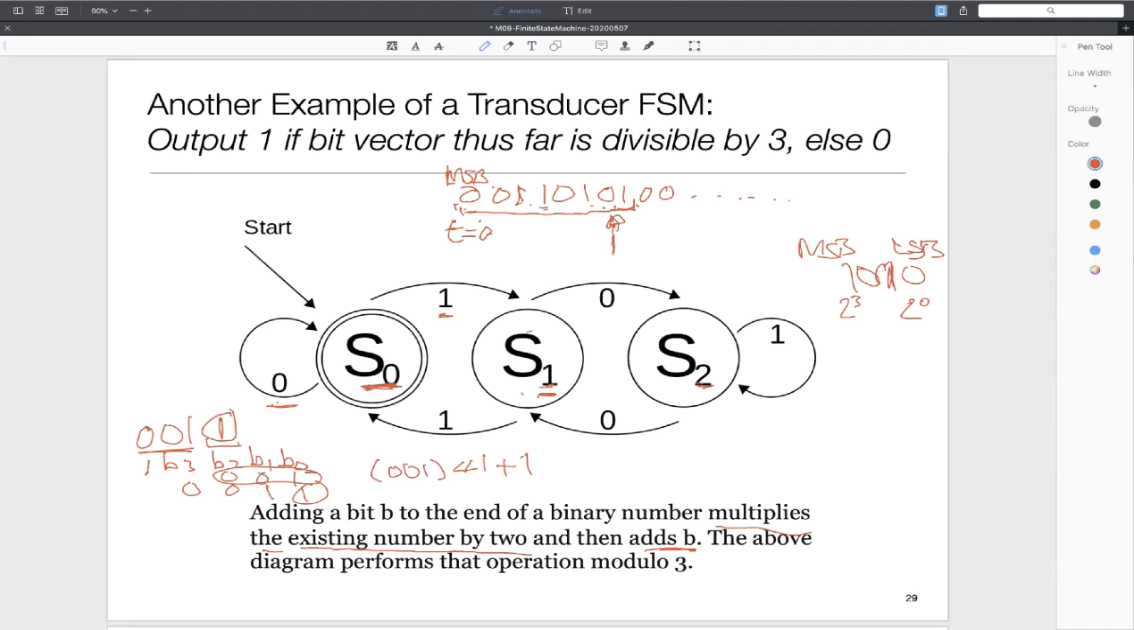If I was in state S1, that means that my current number thus far, if divided by 3, would have yielded a remainder of 1. Now I'm multiplying my current number by 2. That means whatever the current number was, times 2, if I were to divide this new number by 3, now my remainder would be 2, because originally the remainder was 1. So for example, if the number was 22 thus far, that has a remainder of 1.